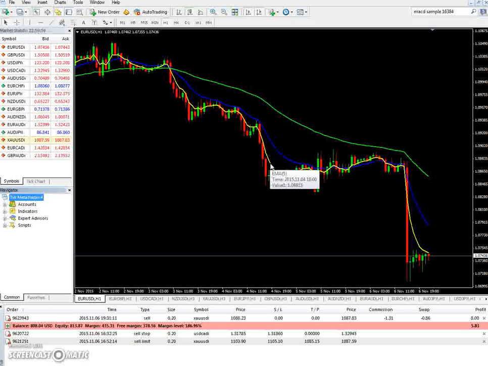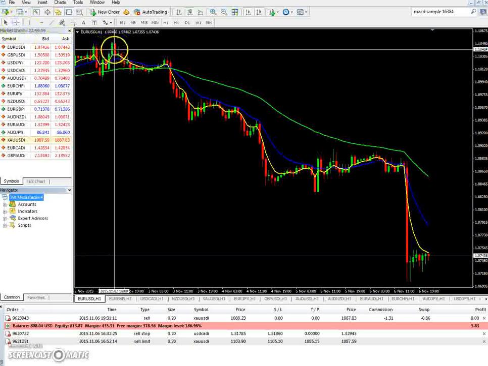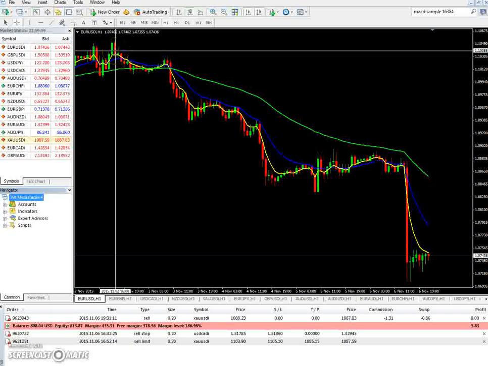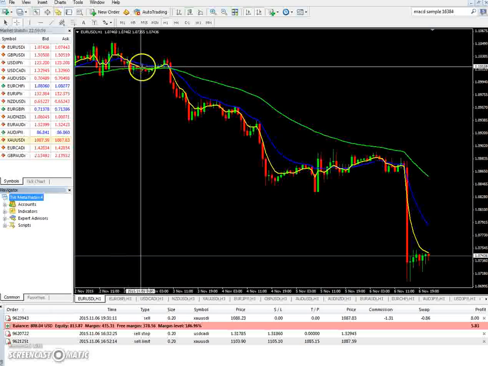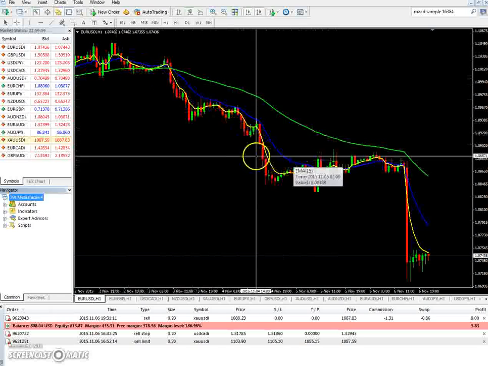Now the way that this works is, as you can see right now, EUR USD on this particular chart, as of November the 2nd at 4 o'clock, 2015, is in a downtrend. You see, it's in a downtrend.